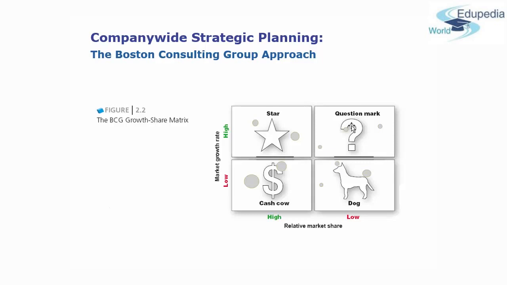Relative market share is low, but market growth rate may be high, and you're trying to find out why the market share is low. Relative market share low but growth rate high. You need to figure that out, and based on that, you need to take some strategic decisions.